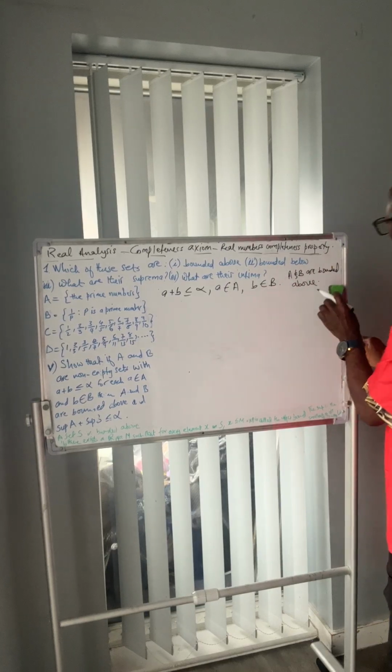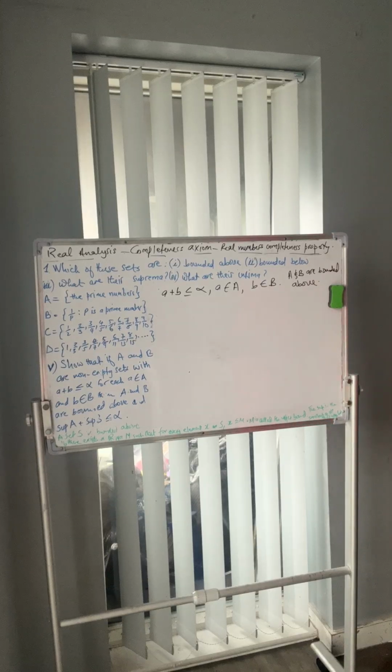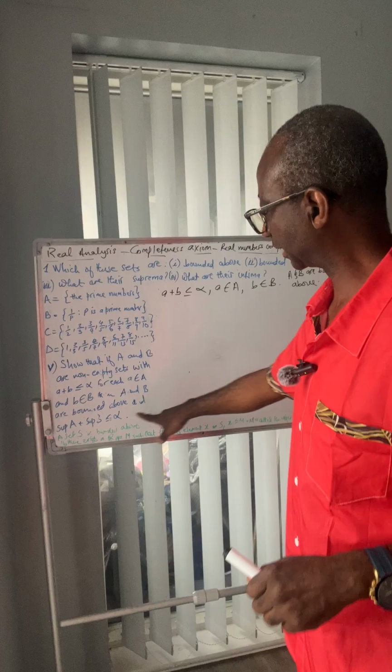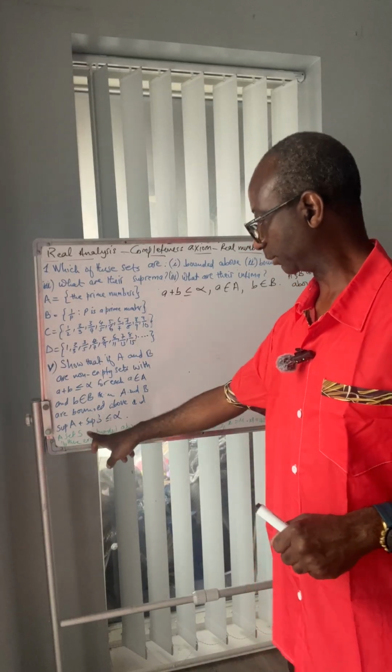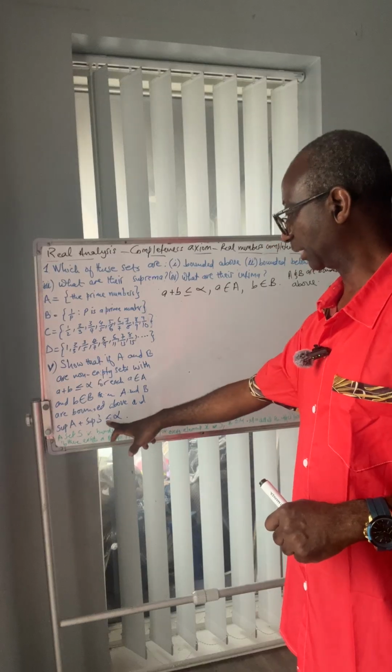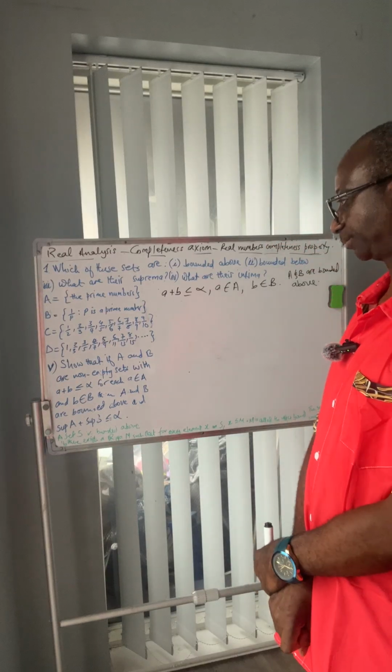We are already told they are bounded above. So we know the definition of bounded above. That is what we're going to use. Before then, we go to the second part, which will be another video. And sup A plus sup B is less than or equal to alpha.